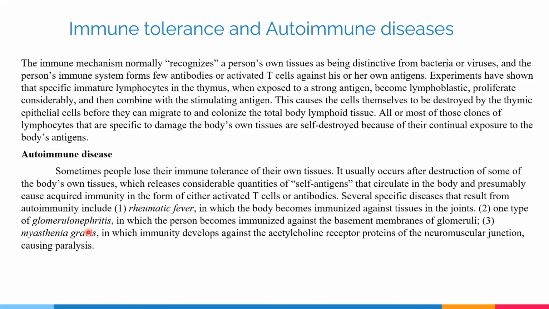The other type includes glomerulonephritis, in which the immune system attacks the basement membrane of the glomeruli. Glomeruli are tissues present in the kidney, and these are attacked during glomerulonephritis. And finally, we have myasthenia gravis, in which immunity develops against acetylcholine receptor proteins in the neuromuscular junction.